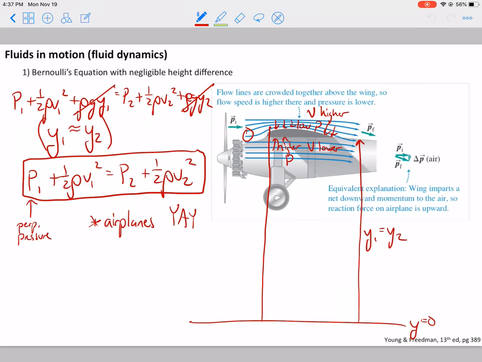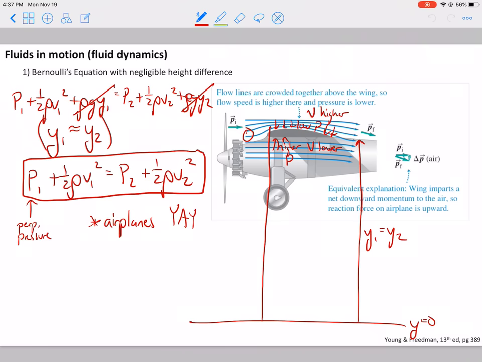All right, hello everyone. I'd like to take just a few minutes to finish up our discussion of fluids, and that should help you a little bit with the homework that I know you have to do. Before I go to the next slide, I did want to say just a little bit more about Bernoulli's equation with a negligible height difference.